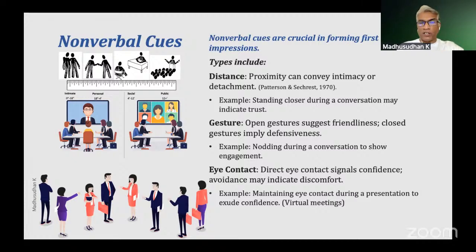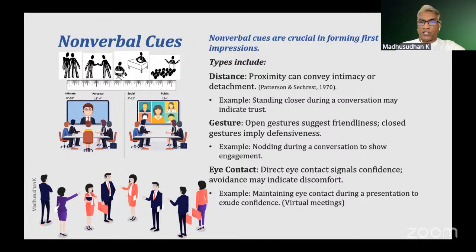Similarly, there is a social distance. We have gone through the China virus. What is that? Pandemic, the COVID-19 pandemic. So you maintained at least 6 feet distance. Similarly, in public places, whenever you go, it is better to maintain 12 feet plus distance.